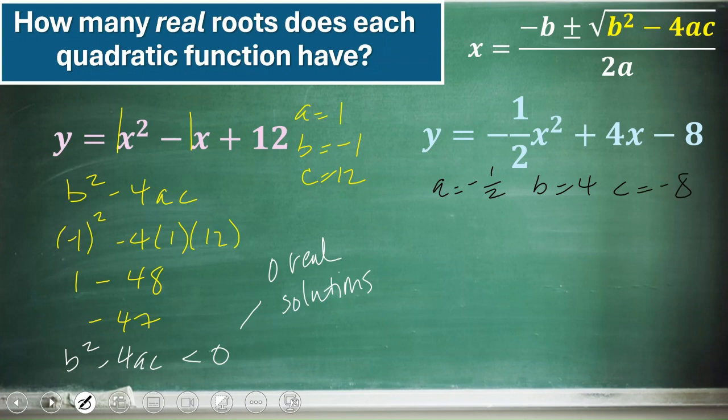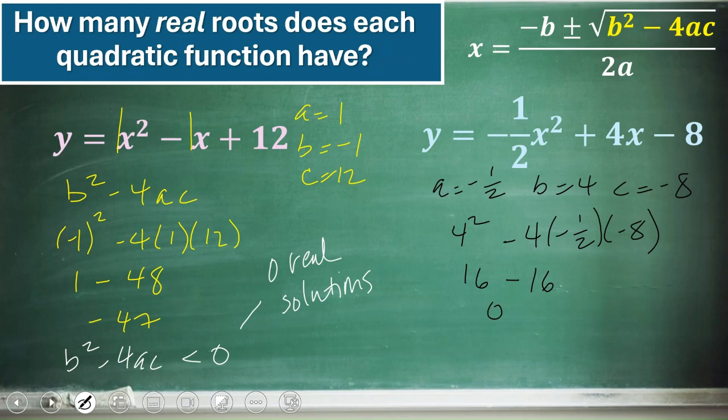I'm going to go ahead and substitute this in for the discriminant, 4 squared, so b squared, minus 4 times -0.5 times -8. So 4 squared is 16. I've got 3 negatives. A negative times a negative times a negative keeps this negative. Half of 4 is 2. 2 times 8 is 16. So I subtract 16 here. 16 minus 16 is 0.